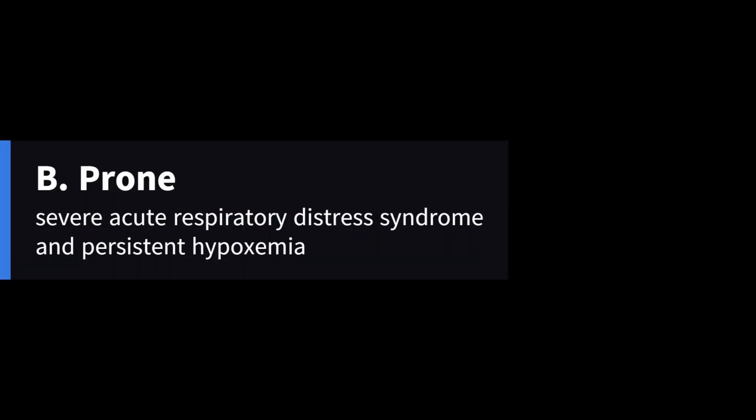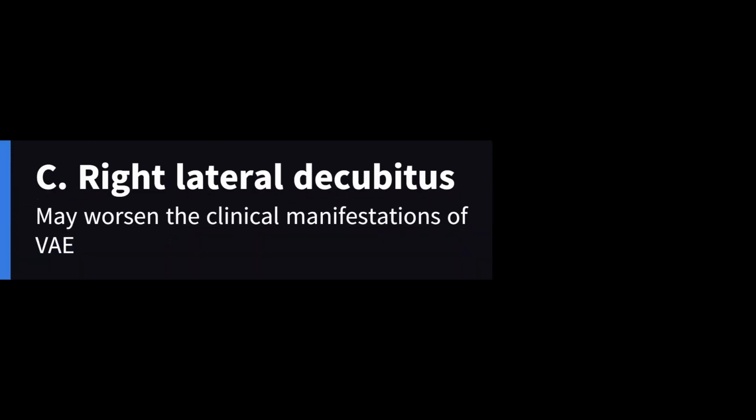Let's briefly discuss the other options. B. Prone. Prone positioning reduces atelectasis in the posterior lung, where most of the lung mass is located, and is sometimes used to improve oxygenation in patients with severe acute respiratory distress syndrome and persistent hypoxemia despite optimal mechanical ventilation settings.